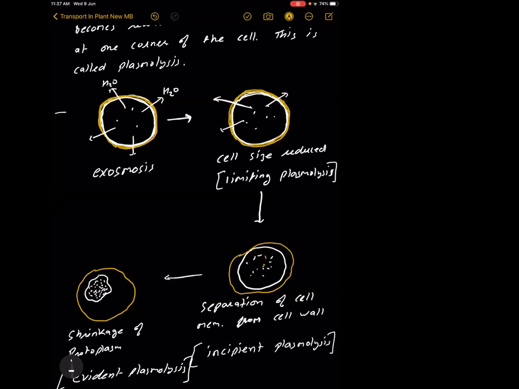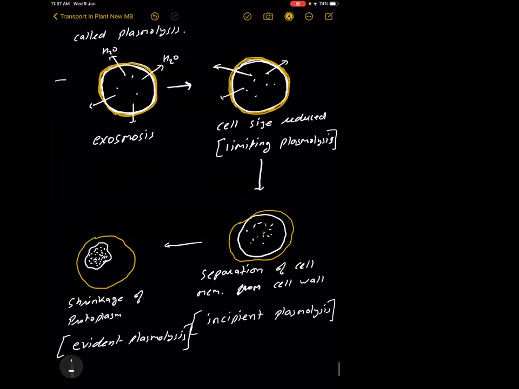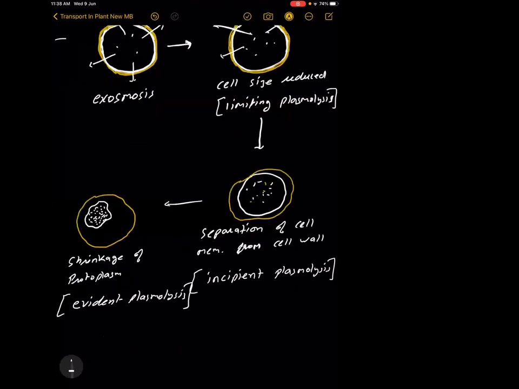And then finally, when water continuously moves out, with continuous loss of water, it causes complete contraction of the protoplasm with the cell membrane, and finally the cell membrane is completely detached from the cell wall and concentrated at one corner. That is complete shrinkage. It is called evident plasmolysis. So there are three different stages: limiting plasmolysis, incipient plasmolysis, and then evident plasmolysis. Finally, complete contraction occurs. This is plasmolysis. Is it clear?